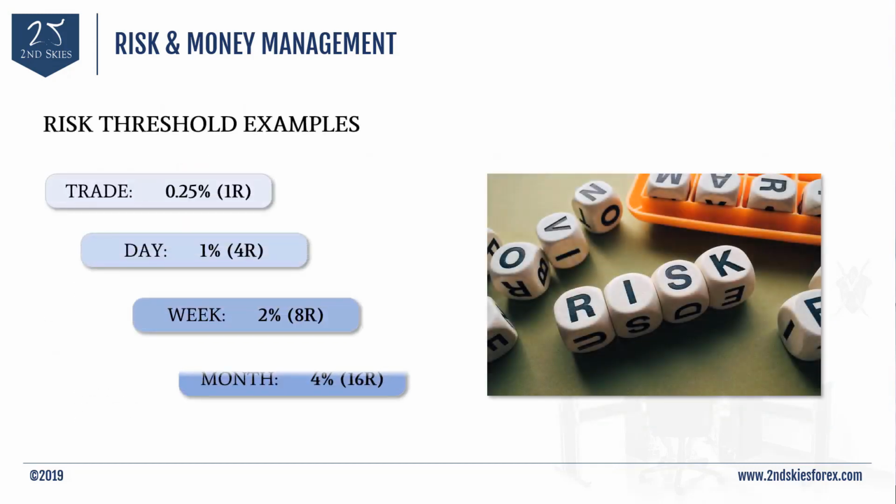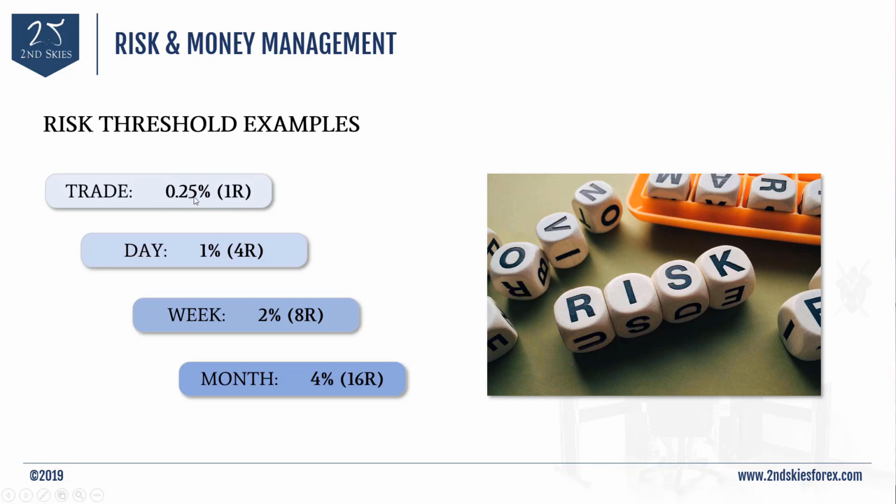Okay, risk threshold examples. This is just to give you an idea. We talked about max risk per trade, per day, per week, per month. So let's say your max risk per trade is 0.25% of your account. So if I have a $100,000 account, 1% would be $1,000. So 0.25% would be $250. So I'm going to risk $250 per trade. That's 1R.